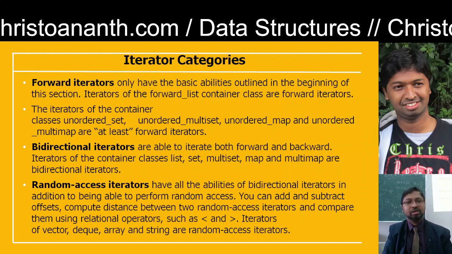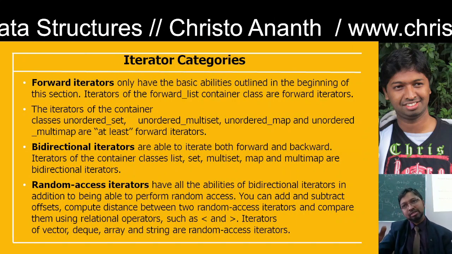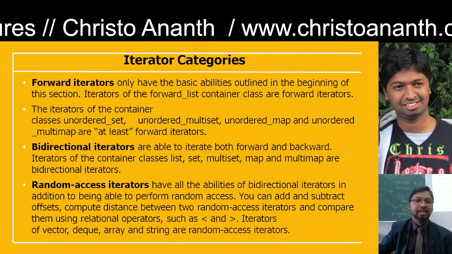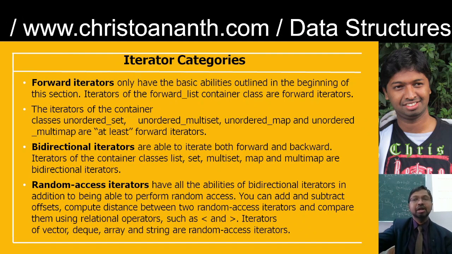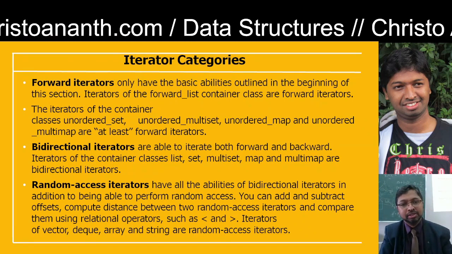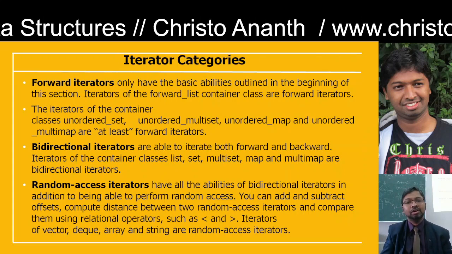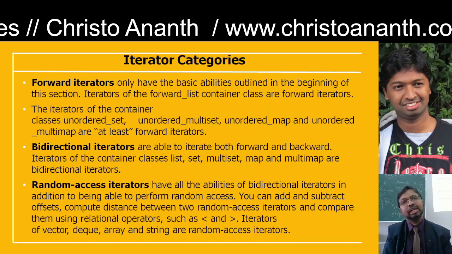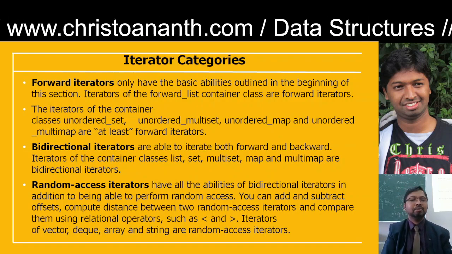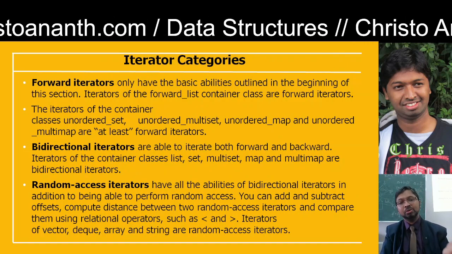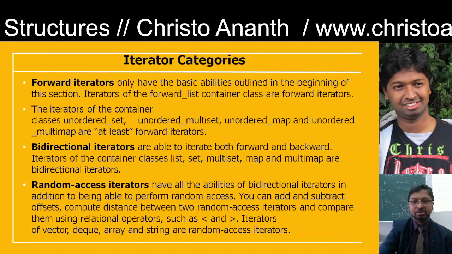Then you have random access iterators. They are the same as bidirectional, but in addition they perform random access. You can add and subtract offsets, compute the distance between two random access iterators, and compare them using relational operators, such as less than or greater than. The iterators of vector, deque, array, and string are random access iterators.